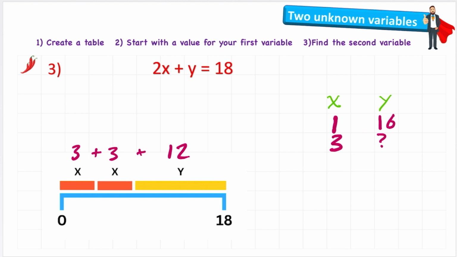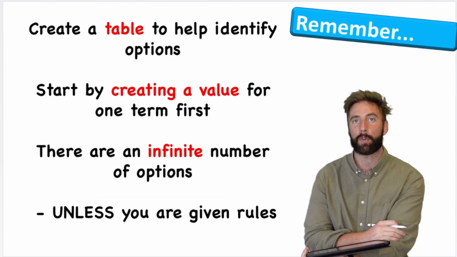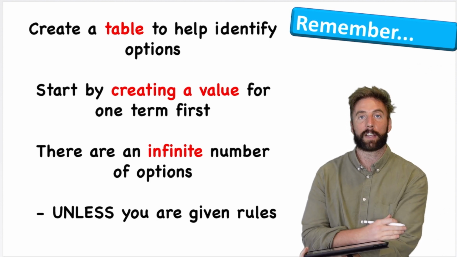3 plus 3 is 6, plus 12 equals 18. Got it right again. And again, for this example, there would be infinite possibilities that could be used as variables. So there you go. That is how to find the value of variables when we have two unknown variables in an equation. Let's look at things to remember.